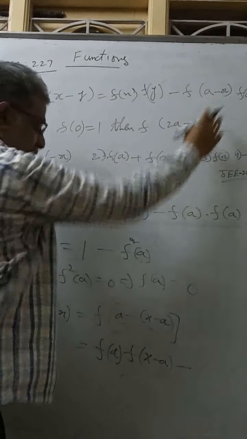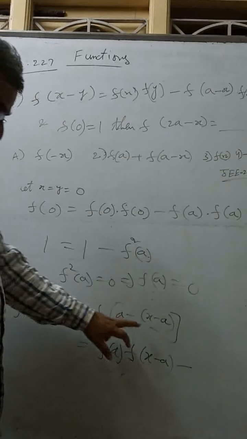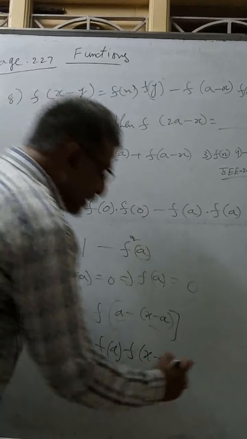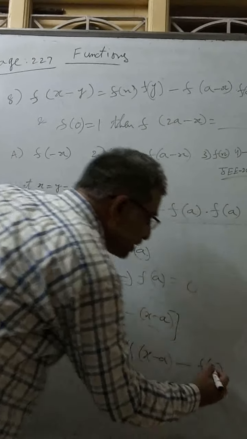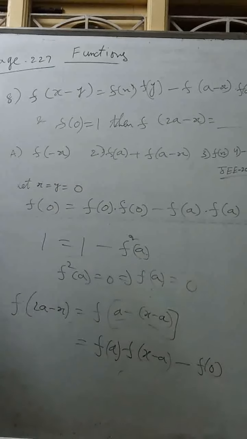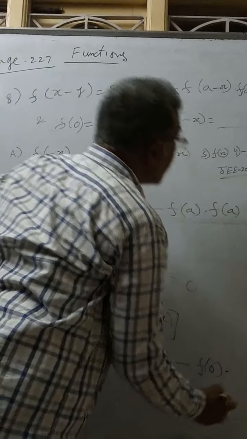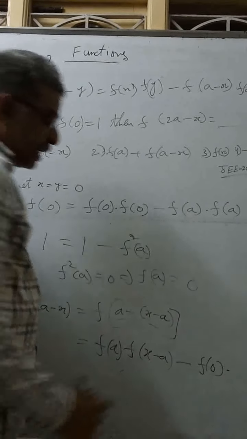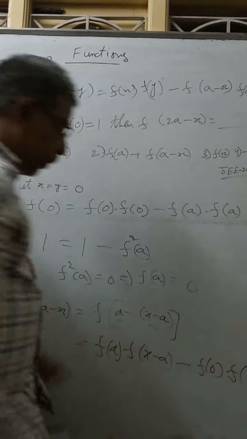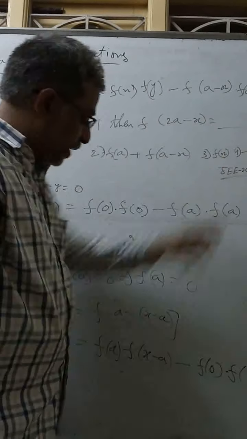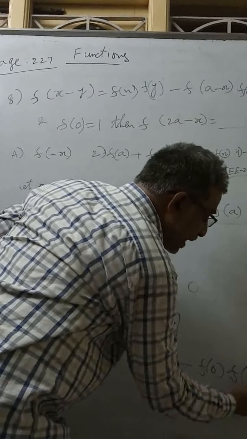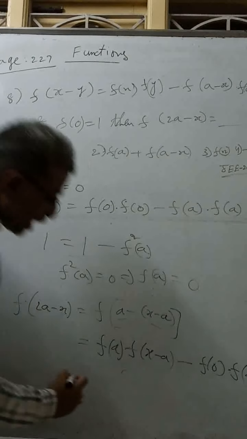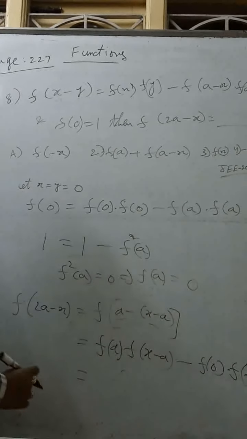minus f of a minus x, this is x, this is y. A minus x means a minus a, f of a minus a means f of 0 into f of a plus y. Y here is x minus a. So f of a plus x minus a, the a cancels, f of x. This is left out.